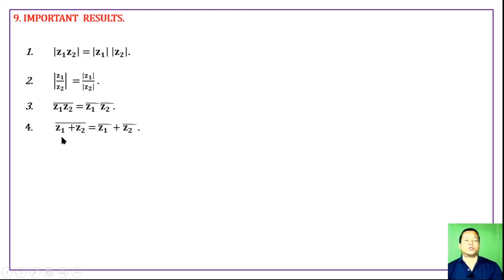4. Conjugate of Z1 plus Z2 is equal to conjugate of Z1 plus conjugate of Z2. Conjugate of Z1 minus Z2 is also equal to conjugate of Z1 minus conjugate of Z2. Conjugate of Z1 divided by Z2 is equal to conjugate of Z1 by conjugate of Z2. Z into its conjugate equals the square of its modulus.